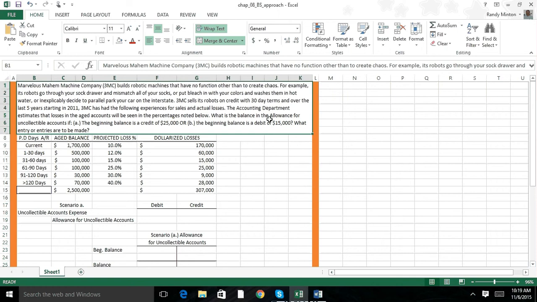So what is the balance in the allowance for uncollectible accounts if A, the beginning balance is a credit of $25,000, or B, the beginning balance is a debit of $15,000? Notice that I left those two numbers static between these two videos. What entry or entries are to be made? So those are the requirements. Let's go back and read the actual problem itself.